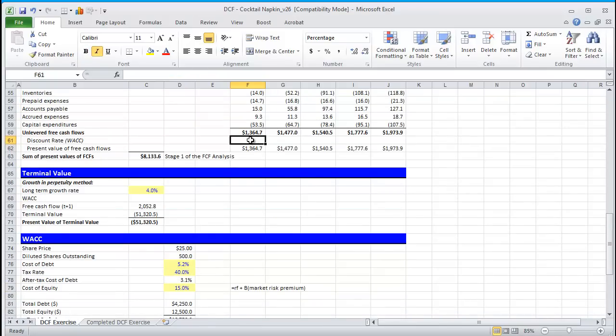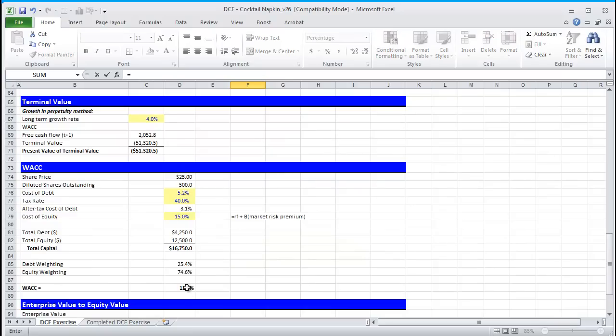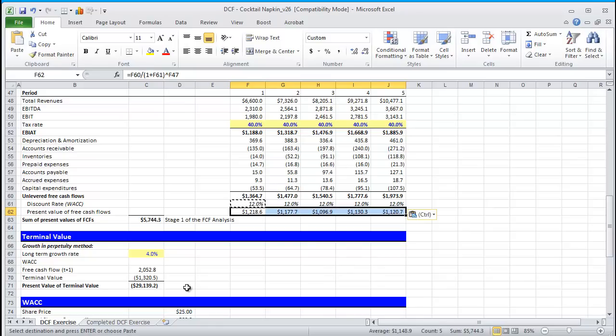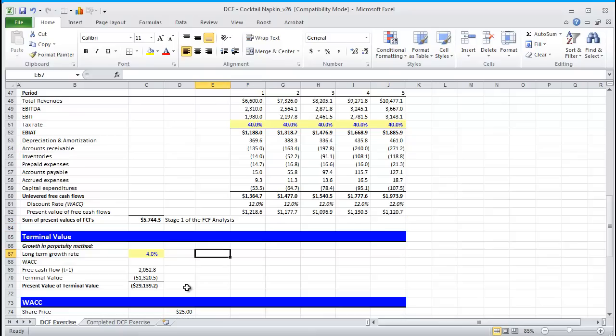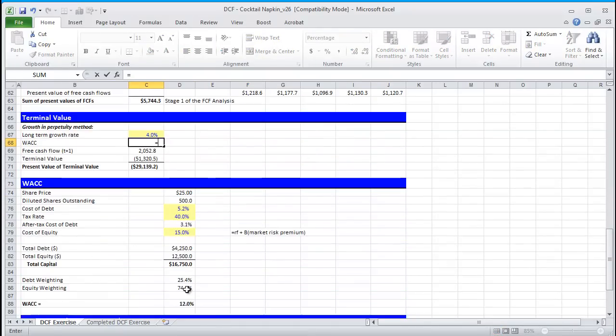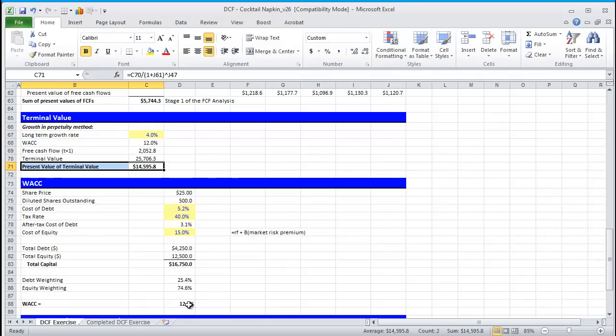Now, if we link that into our model, you'll see that our cash flows will start to update with the appropriate present values, because we've now inserted the discount rate. And now we're going to assume that WACC doesn't change in the terminal value period. So we're going to use 12% again. And again, our stage two has now been updated with the correct present value.